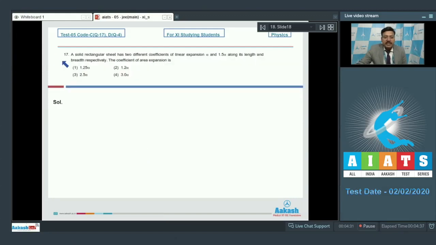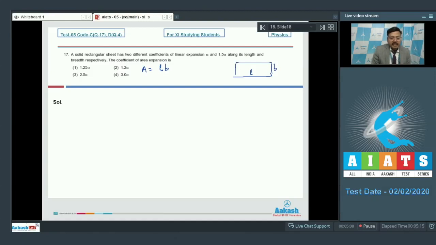Question 17 says a solid rectangular sheet has two different coefficients of linear expansion, alpha and 1.5 alpha, along its length and breadth respectively. The coefficient of area expansion is, well, obviously the question is from the topic thermal expansion. Let's say this is the rectangular sheet, length is L and breadth is B. So area is L into B.